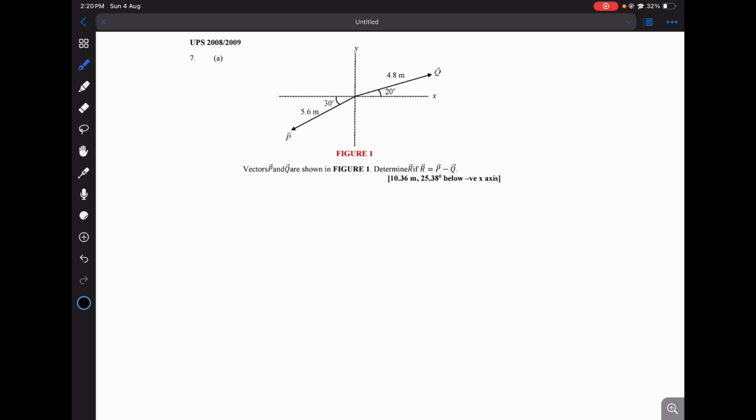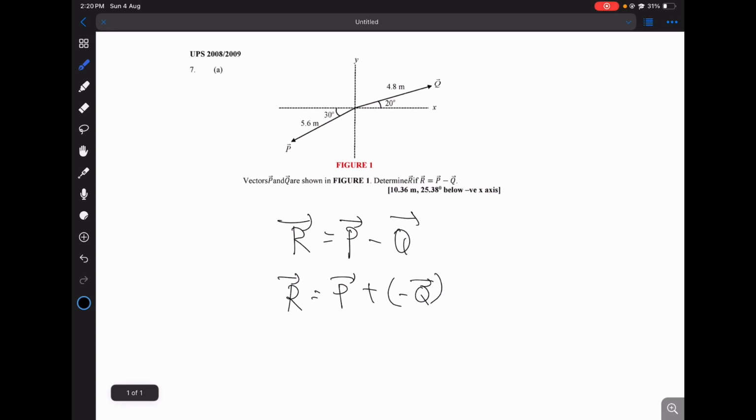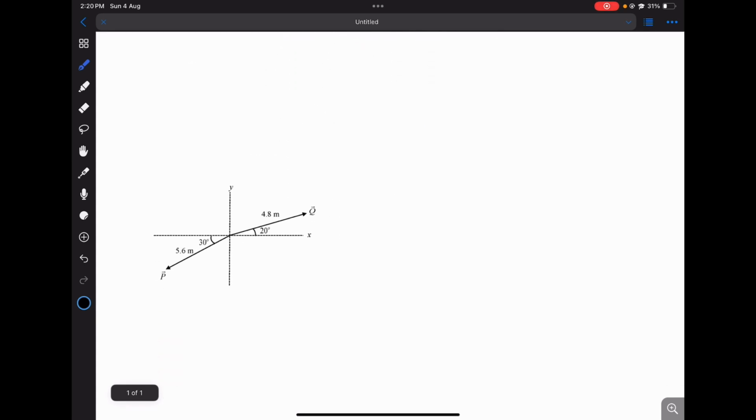From the question, we know that vector R equals vector P minus vector Q. For your information, vectors have magnitude and direction. So we can write vector R equals vector P plus negative vector Q. So now the graph would look like this. Vector Q would be in the opposite direction, and the resultant, which is vector R, would show like this.